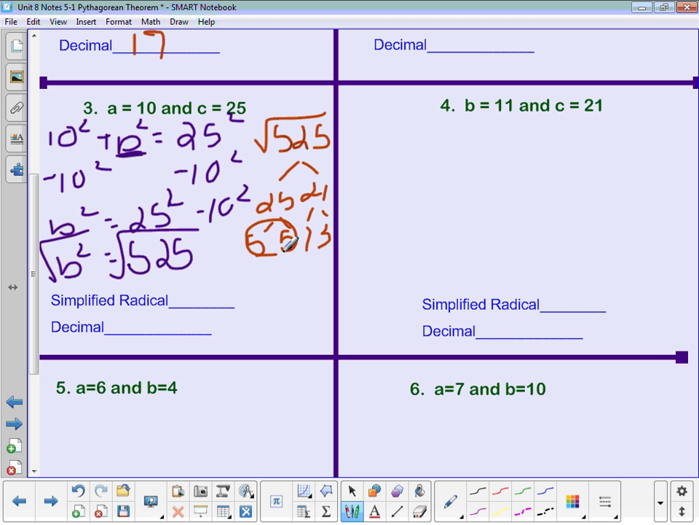Okay, so here's that pair. So my simplified radical is going to have a 5 on the outside, and then underneath the radical, it's going to have 7 times 3, which is going to give me 21. So I have 5 times the square root of 21.